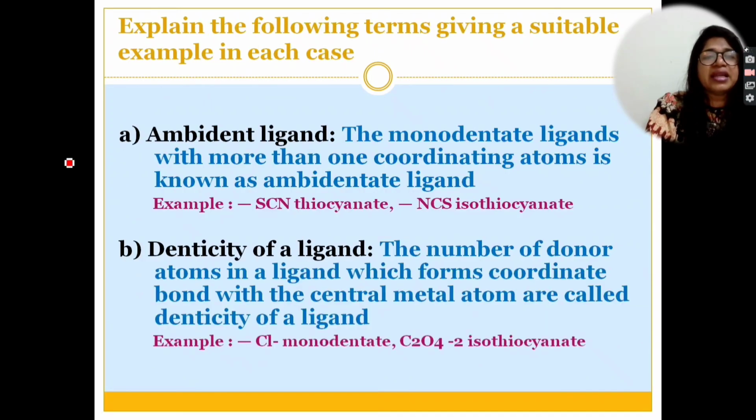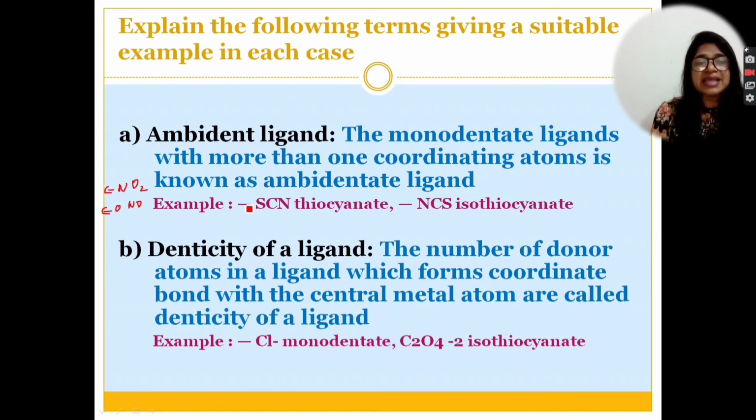Now let us go to the next question. Explain the following terms giving a suitable example in each case. Ambidentate ligand. Ambidentate ligands are monodentate ligands with more than one coordinate site. Here SCN and NC is given. Another example is NO2. Here in NO2, N will be the ligating site. In ONO, O will be the ligating site. So in NO2, N or O, either can ligate. Such a ligand is called an ambidentate ligand. In SCN, S can be the ligating site or N can be the ligating site.